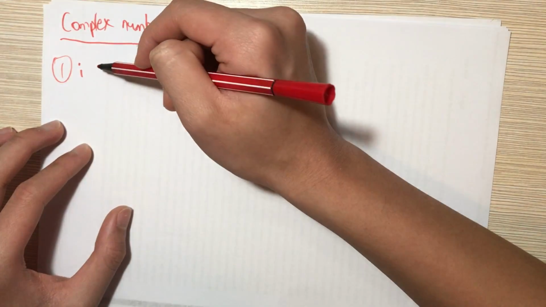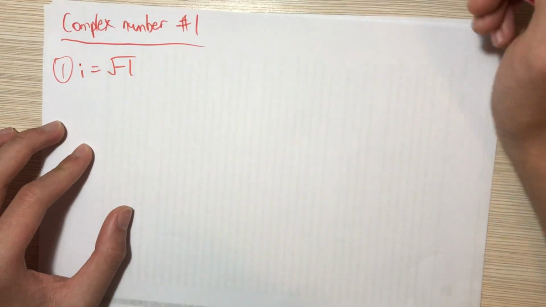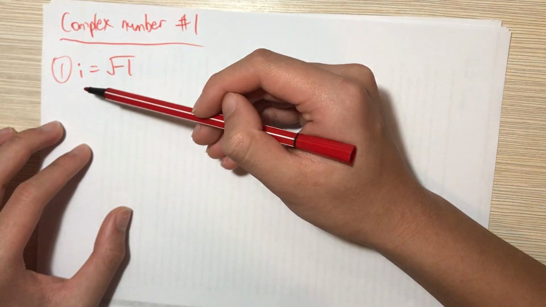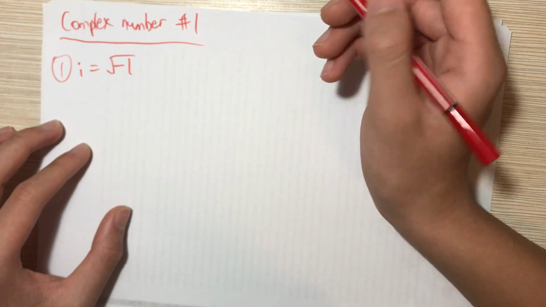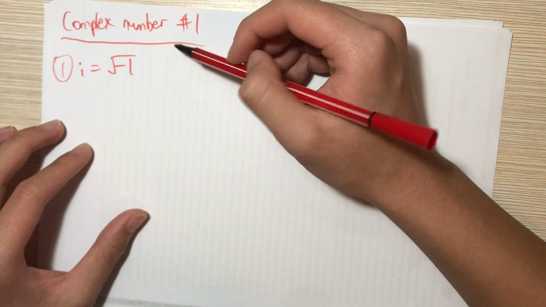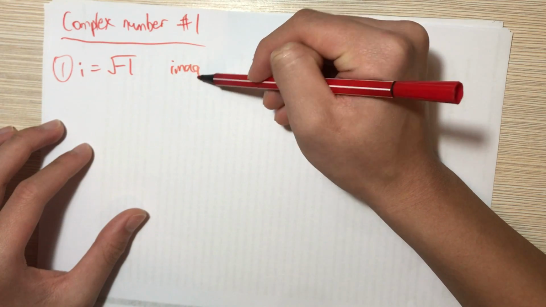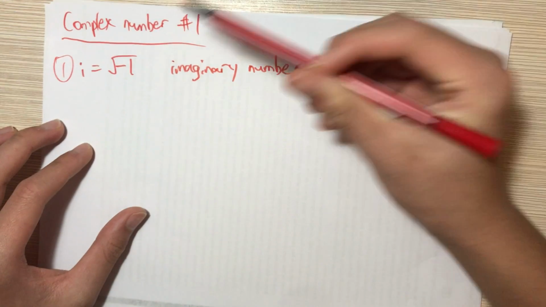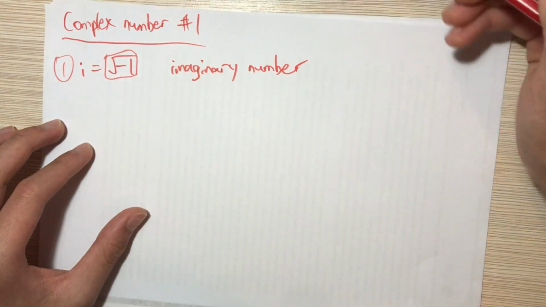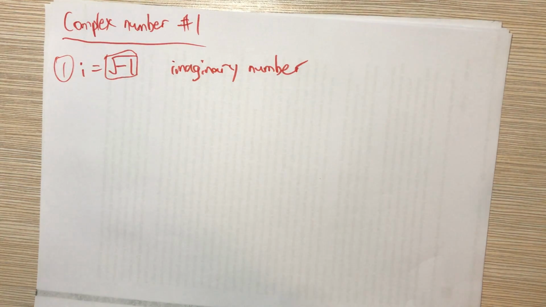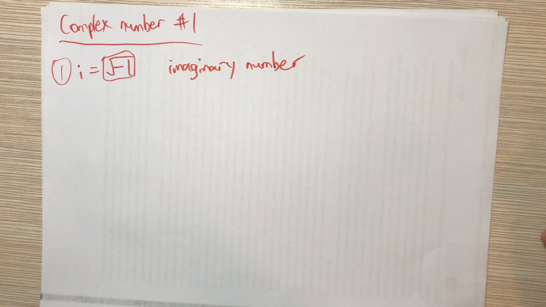i, we define it as the square root of -1. And everything involving this i is not a variable. The complex number i, we call it an imaginary number. Why? Because nothing will be the square root of -1. You can't have two numbers multiplying together and getting a negative result, except the imaginary numbers.